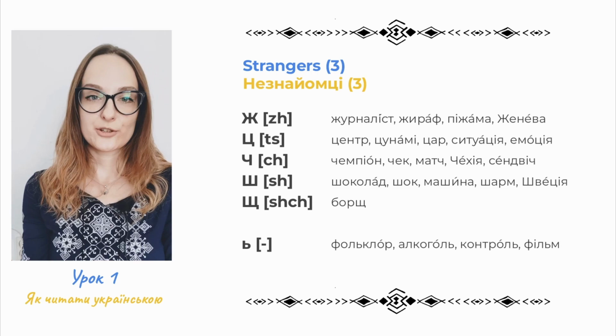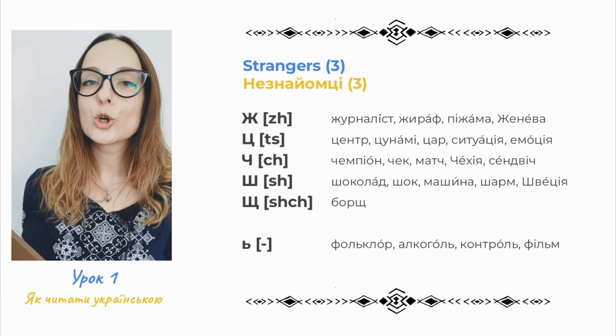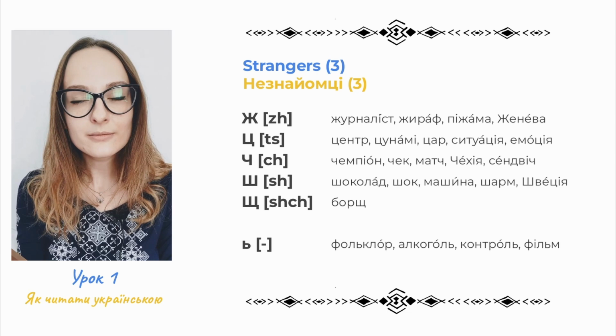And one more letter that doesn't have a sound, because it's a soft sign in Ukrainian, which makes the previous consonant soft. Let's read. Фольклор, алкоголь, контроль, фільм.